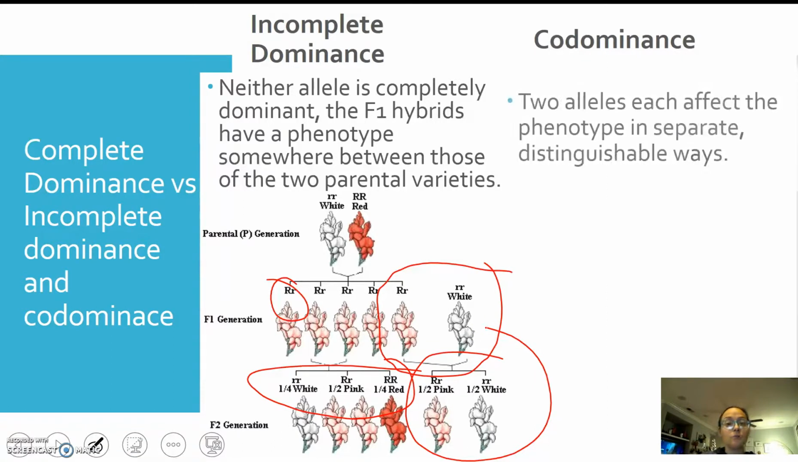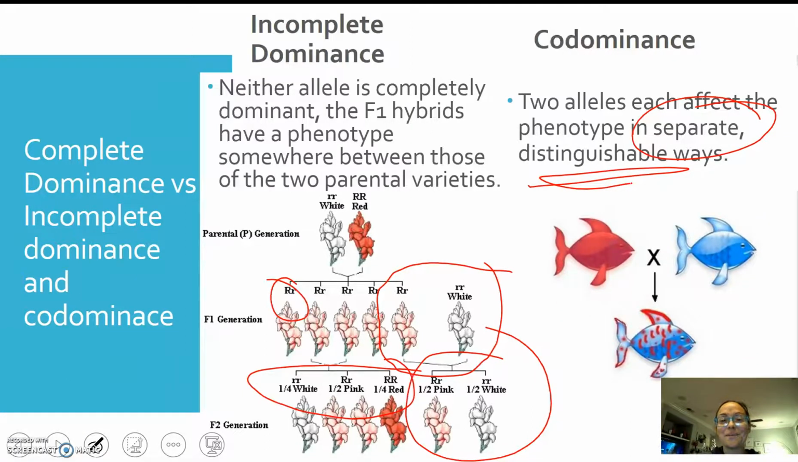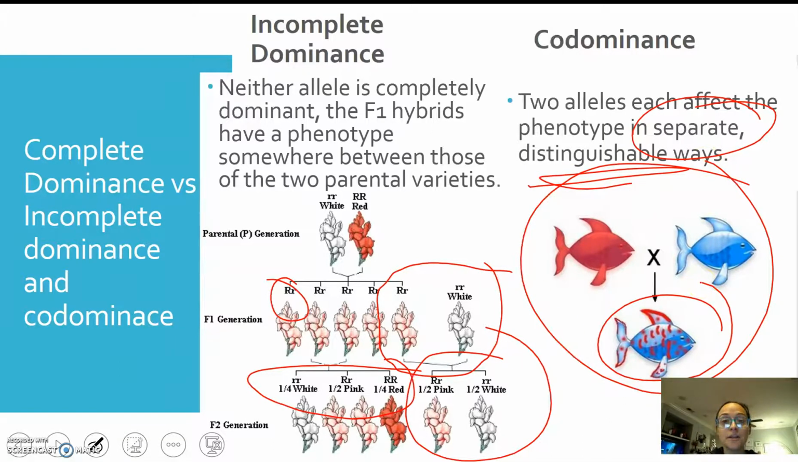And then there's something called codominance. This is when the two alleles affect the phenotype in separate, distinguishable ways, meaning there's not a blending of traits. In codominance, this is made up here, but it's like if you had a red fish and a blue fish. In the offspring, you could see both red and blue. If this was incomplete dominance, the F1 progeny would be purple. But they're not purple, they're red and blue. Together, they're both showing up in the phenotype.